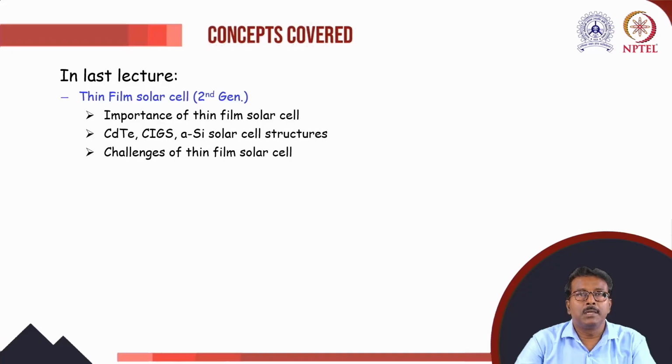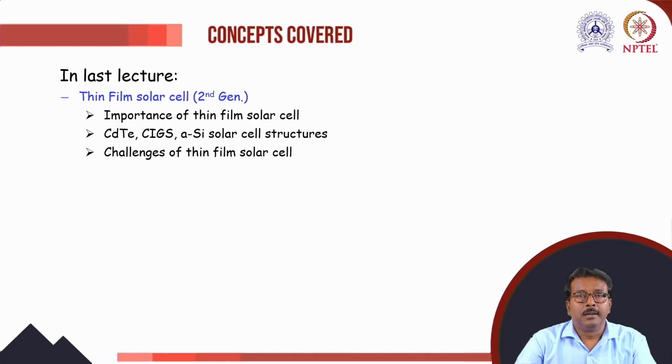We have also discussed cadmium telluride, copper indium gallium selenide, and amorphous silicon based thin film solar cells, their structures, and band alignment in case of cadmium telluride and copper indium gallium selenide materials. We have also discussed challenges of thin film solar cell, and we have seen that toxicity and stability are the main issues associated with thin film solar cell.